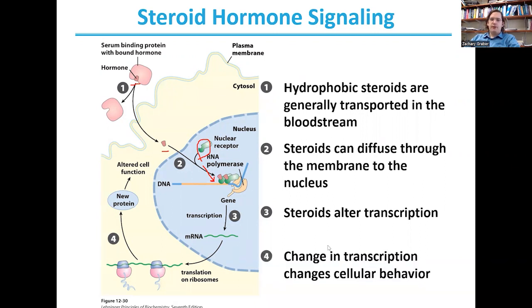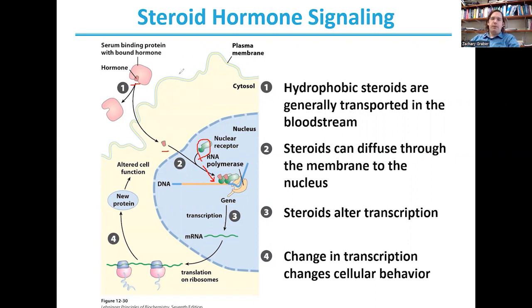The mRNA, of course, will then lead to changes in cell behavior through the eventual translation and production of new proteins to alter cell function. Again, this whole process is only possible because that hormone is relatively comfortable both within the polar environment of our cell as well as the nonpolar environment of our membranes.